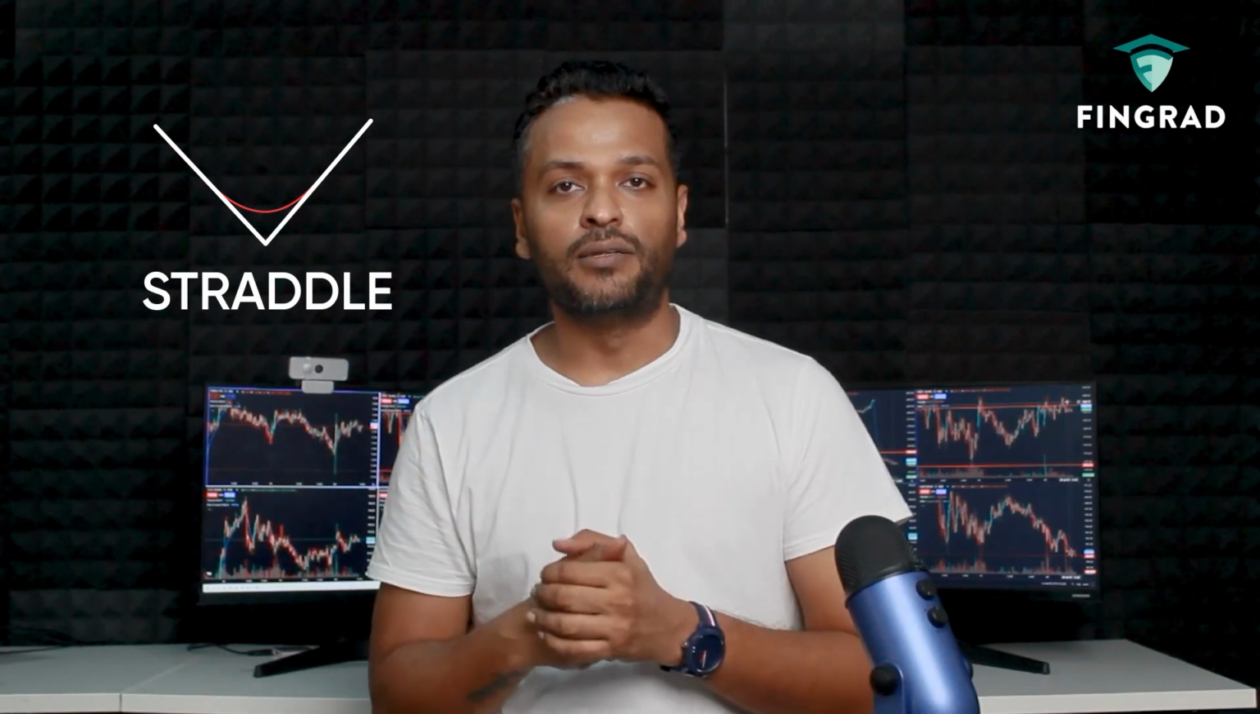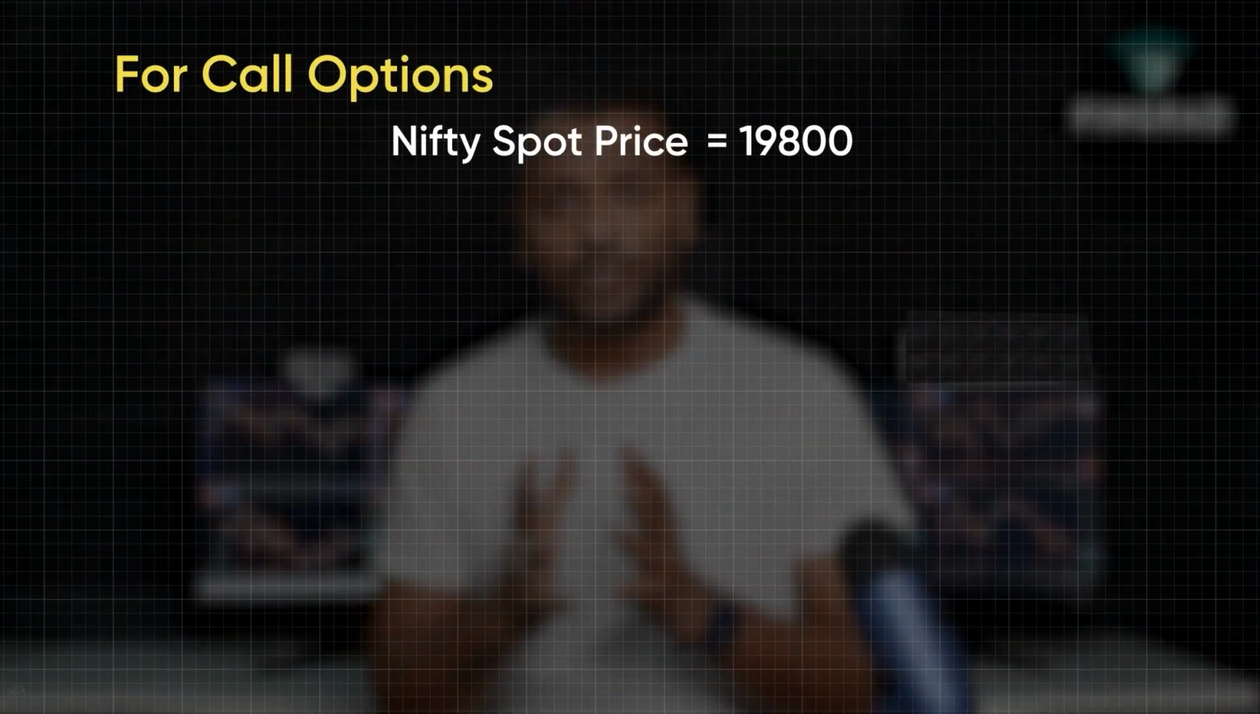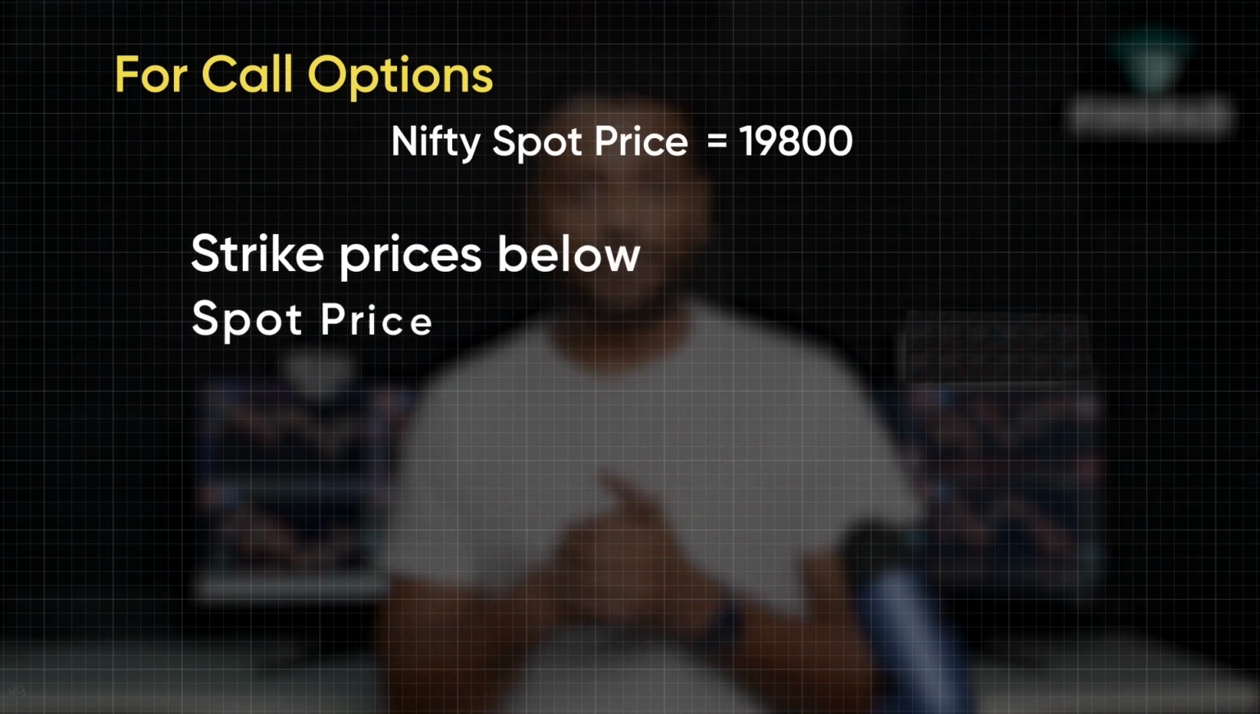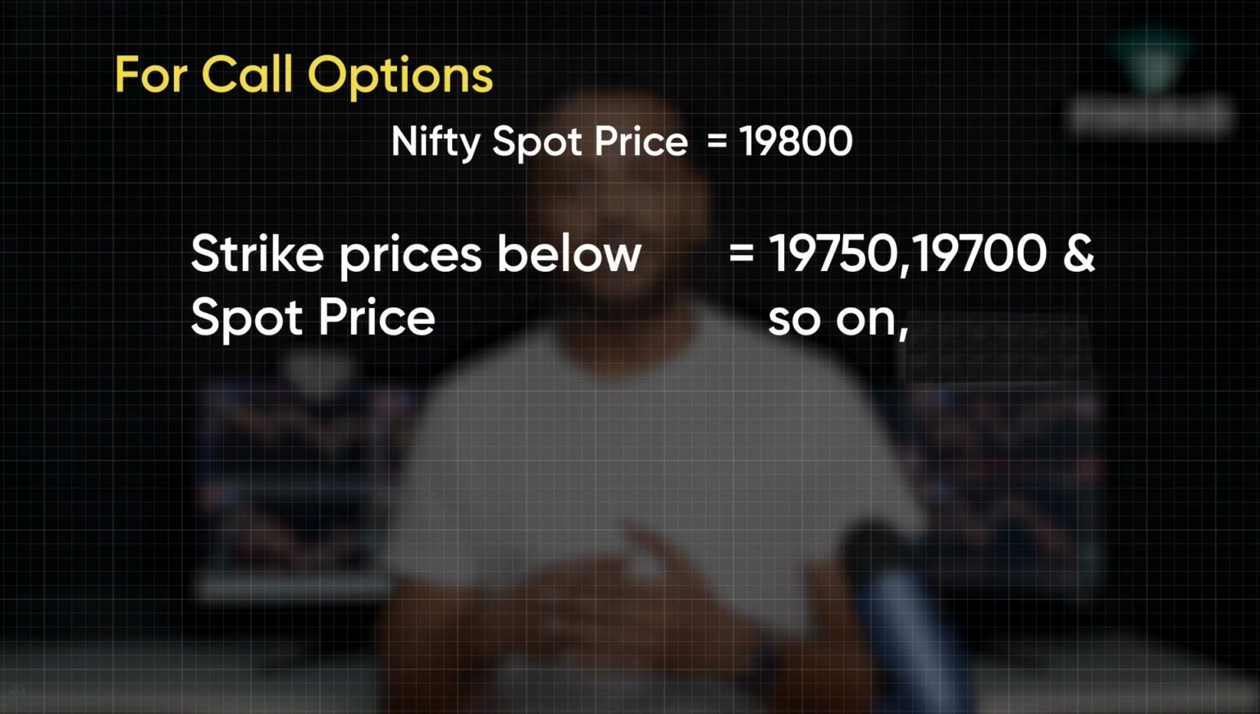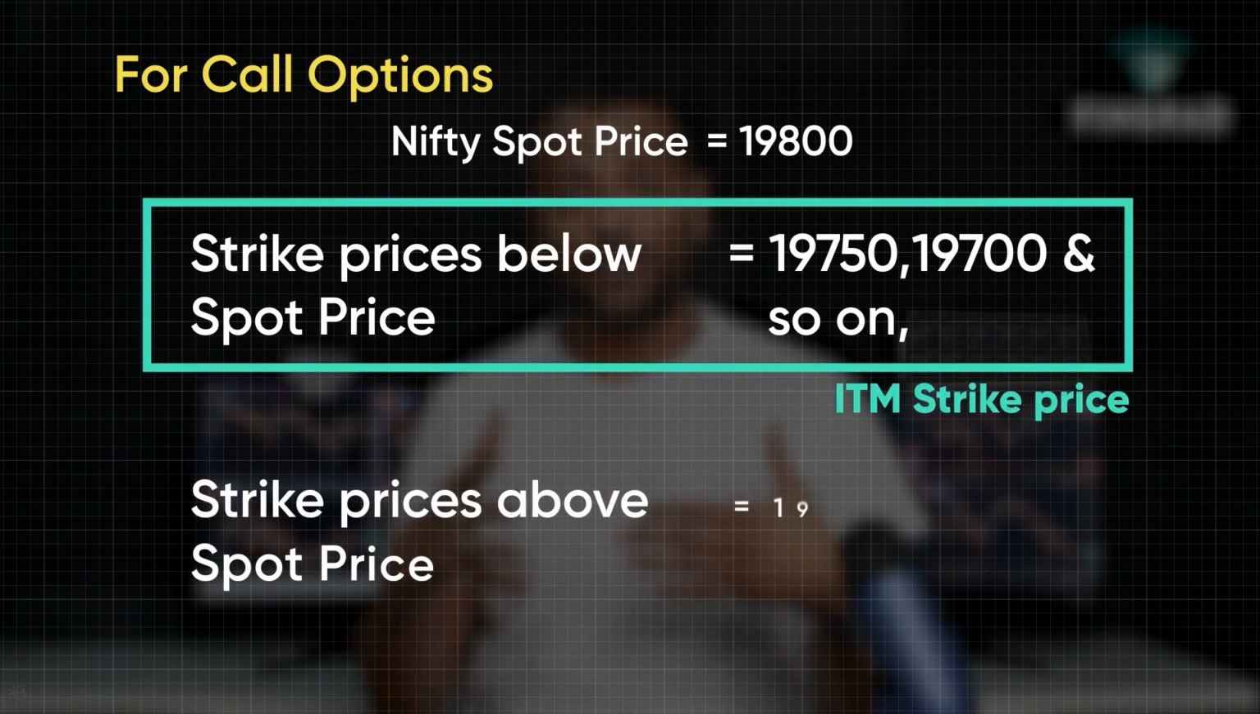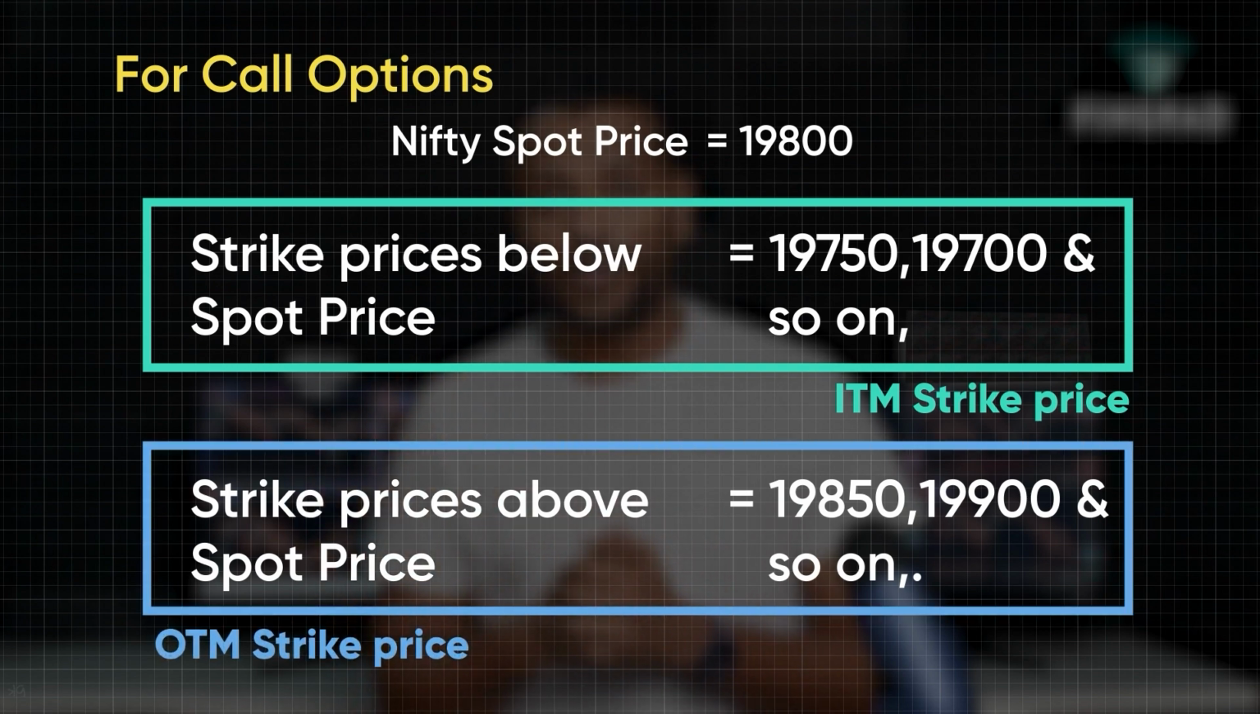Now the first strategy which I'll be talking about is called the straddle. Before talking about the concept of straddle, I hope you know the concept of in the money, at the money, and out of money. And if you're not aware, just a small brief. In the money options are those options which would make money right now if you were to exercise them immediately. Just to give you an example, say the spot price of Nifty is 19,800. All the strike prices for call options which are below it, say 19,750, 19,700, anything below it becomes in the money, and all the strike prices above it become out of the money for call options.